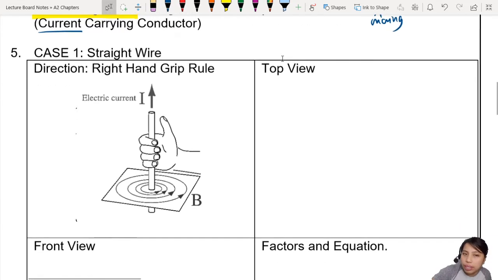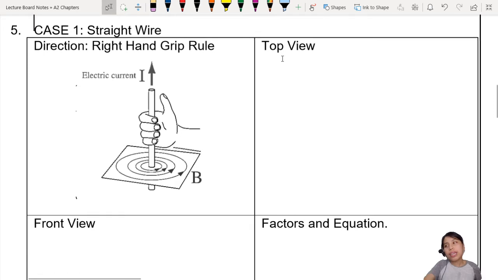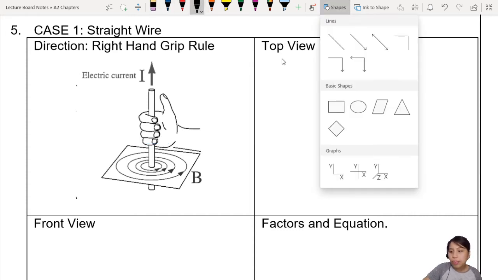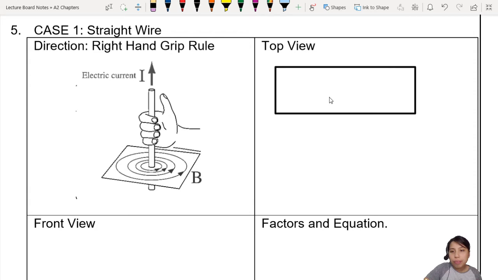So the first case here is a straight wire. You just connect a wire and send current through it. Actually, got magnetic field leh. How do we know what the magnetic field looks like? You need to use your right hand. So you stick out your right hand, you hold a pen, and then you see where your fingers curl. Like this person, the fingers curl this way, and that is the direction of the magnetic field, all circles around it.